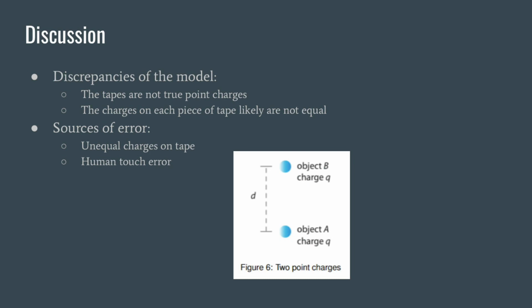Some issues include that the pieces of tape were actually not point charges, but we just used that to model, so it would be much simpler. There are also some inconsistencies because of that. The charges on each tape are likely not exactly the same as we assumed, which also simplified it. There are some potential sources of error. Each tape was not equally charged, meaning that Q may not have been equal, and our calculations may have been skewed.